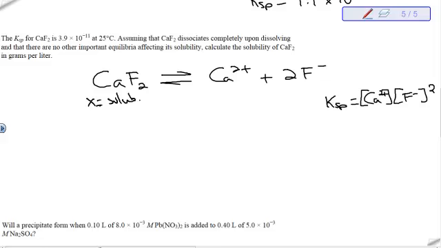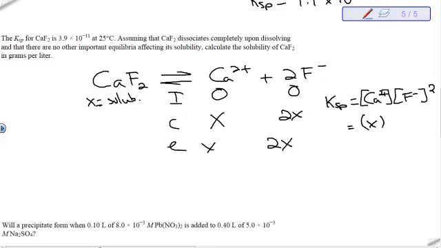And if X equals the solubility, then that tells us that the change to establish equilibrium is X, and the change here is 2X. Adding down, substituting in, and including the solubility product constant from the prompt. Now we're going to solve for X. Remember, X represents the solubility.